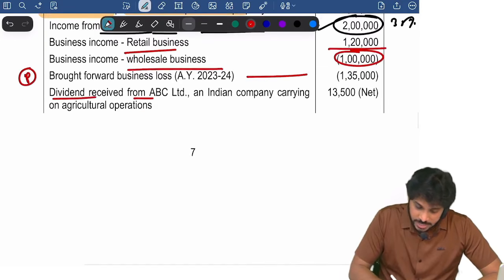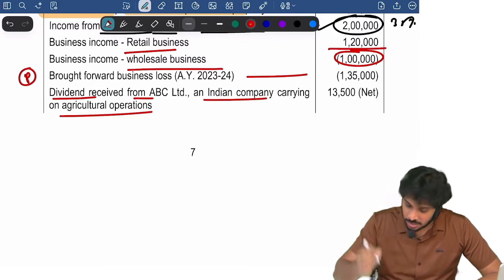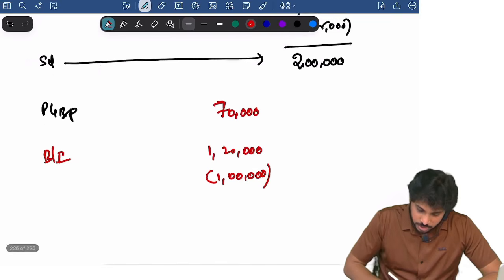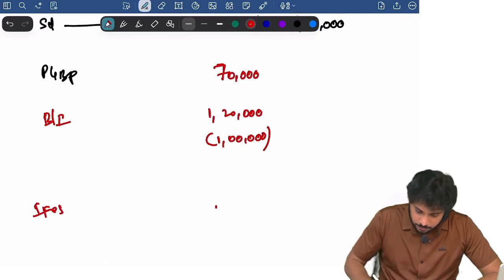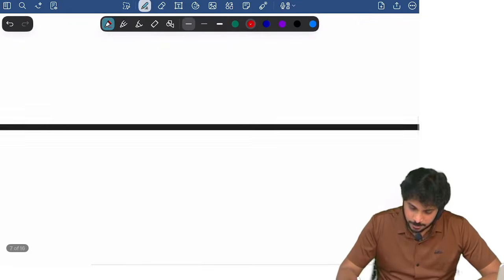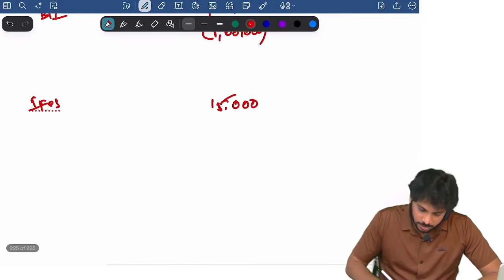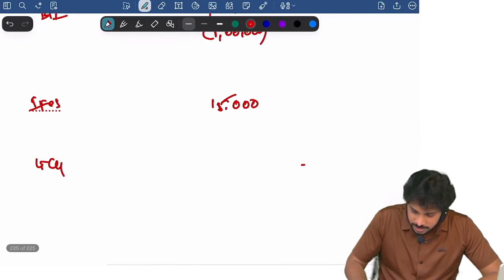Then dividend received from ABC, an Indian company. It doesn't matter, it's still dividend income, taxable. 13,500. So other sources, IFOS 15,000. Correct? Income is 15. Next, LTCG on sale of shares, STT paid, 2 lakh. How much is the LTCG? 2 lakh.